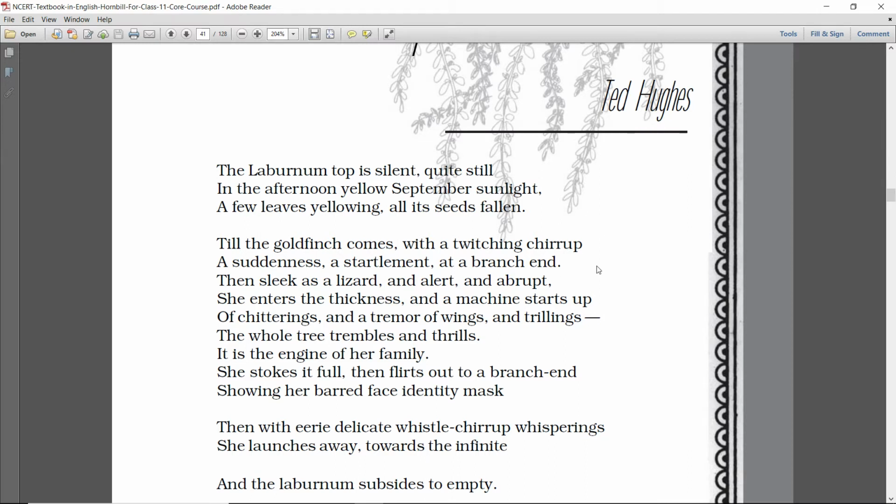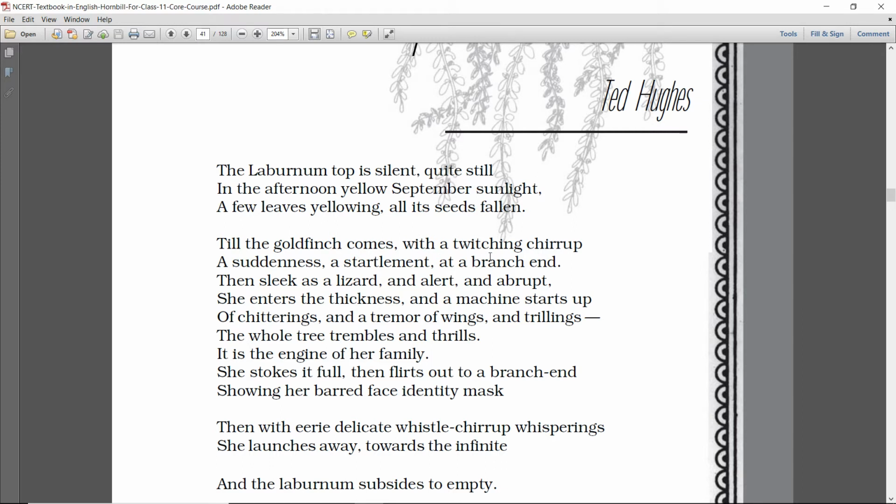How does the bird come? It comes with a twitching chirrup. Chirrup is a sound which is made by a bird. You must have heard chirruping of birds. Normally they make very sharp, shrilled sound. So that is known as chirruping. So the bird comes abruptly, suddenly, quickly, very fast, and it sits at a branch end. It comes with a suddenness, a startlement.